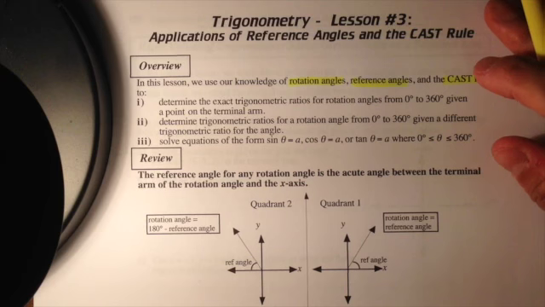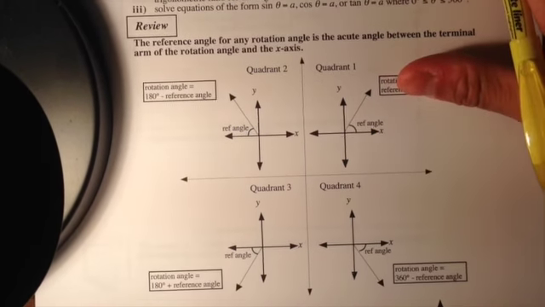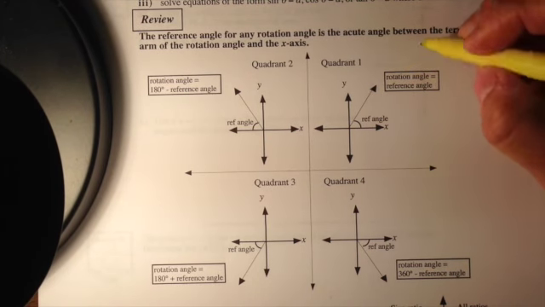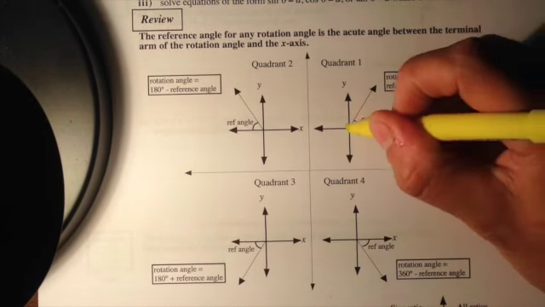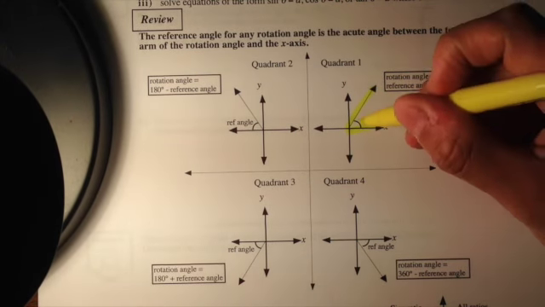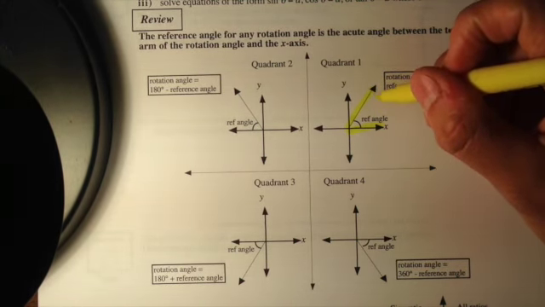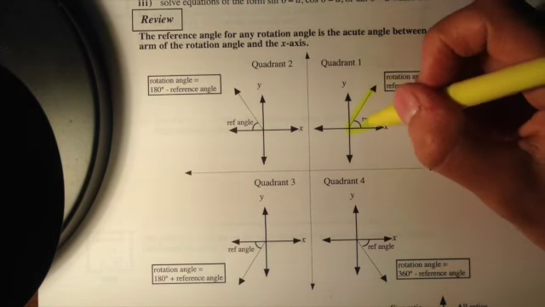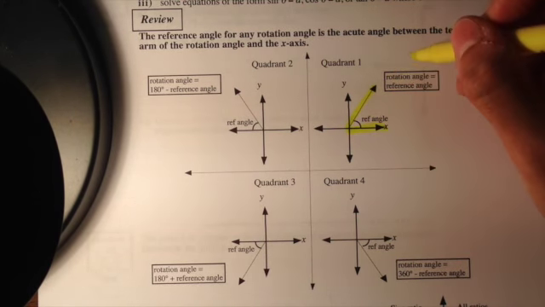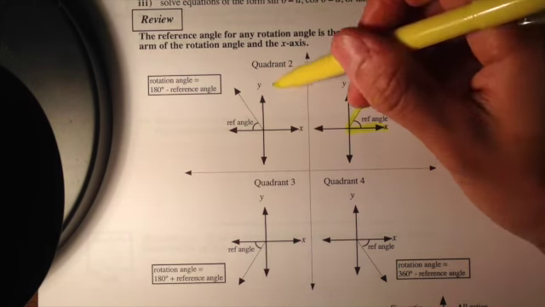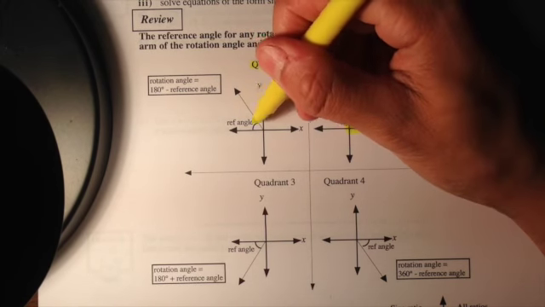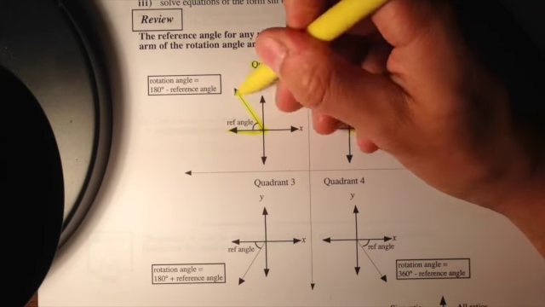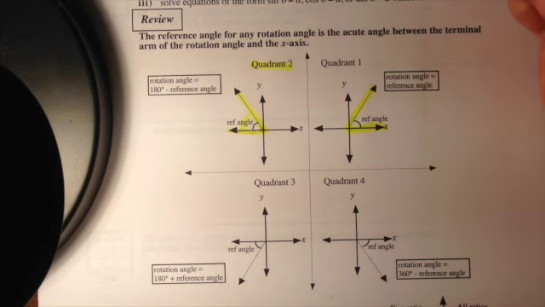So yesterday we learned about reference angles in certain quadrants. If we have a reference angle in quadrant 1, the reference angle is going to equal my rotation angle. As I rotate my arm around the axis, my reference angle is going to be equal to my rotation angle. As we move over to quadrant 2, our rotation angle is going to equal 180 degrees subtract the reference angle. Reference angle would be right there.